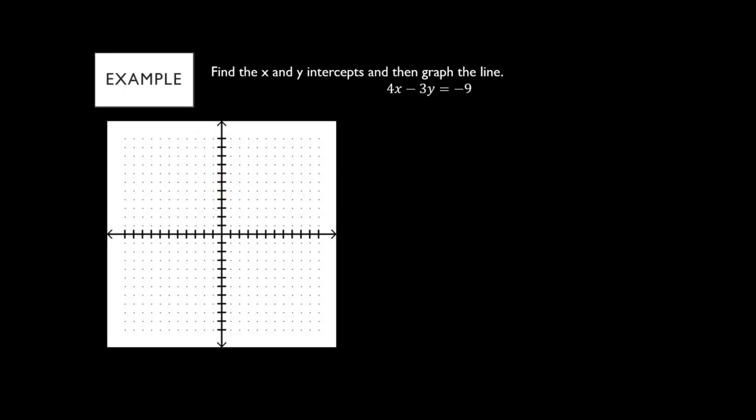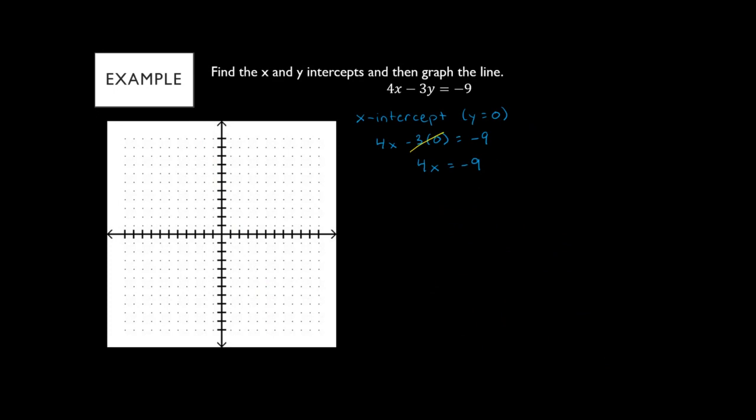Okay, so let's do another one. We have 4x minus 3y equals -9. So we'll start by finding the x-intercept. And that is where y is equal to 0. So I have 4x minus 3 times 0 equals -9. So the 3 times 0, that just disappears. And we have 4x equals -9.